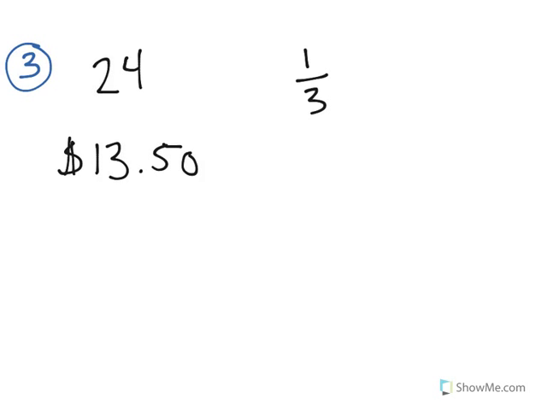Moving on, question number 3 states that a group of 24 students paid to go to a museum, and 1/3 of those 24 also paid to attend a 3D movie at the museum. The ticket prices are shown below. It's $13.50 for each museum admission. It is $4.50 for each 3D movie admission. The question wants us to find out what the total dollar amount this group of students spent on the museum and the 3D movie tickets.